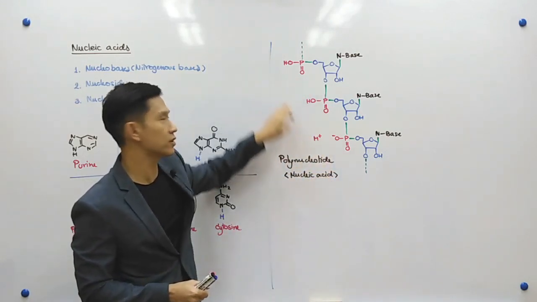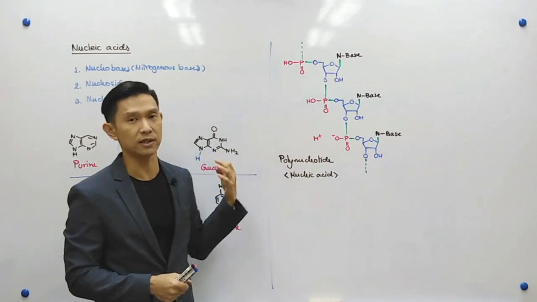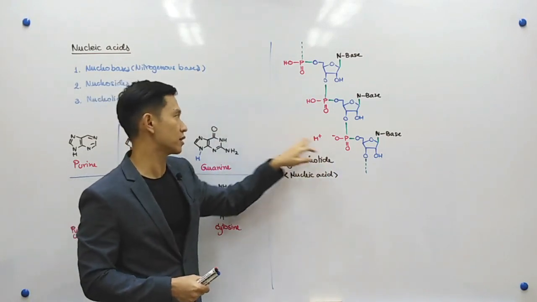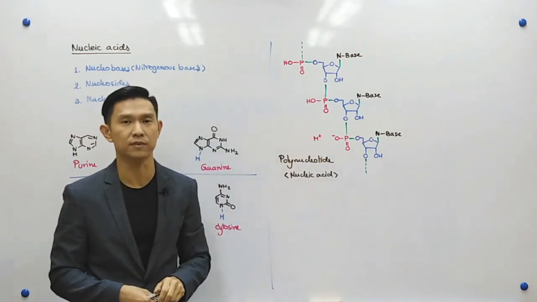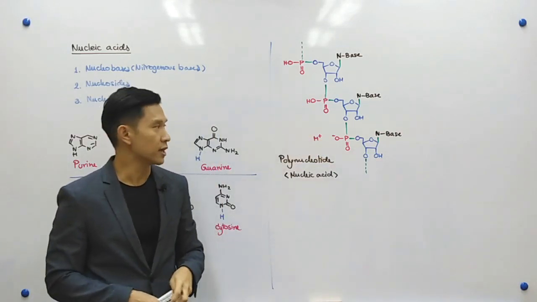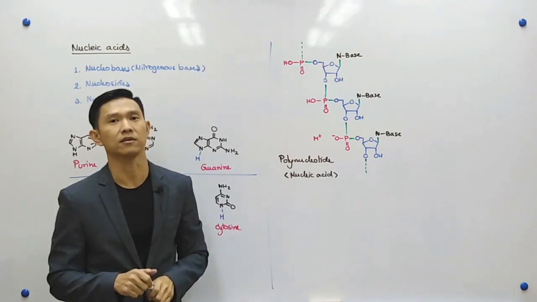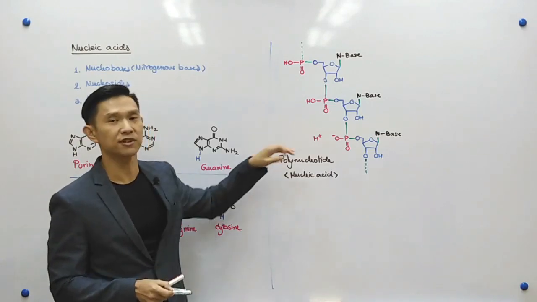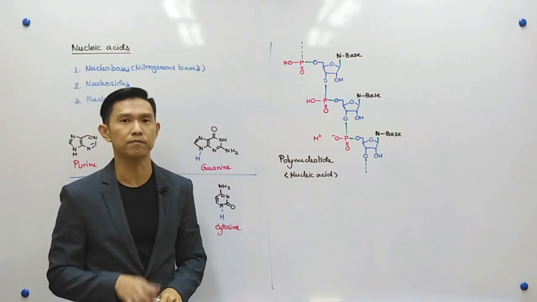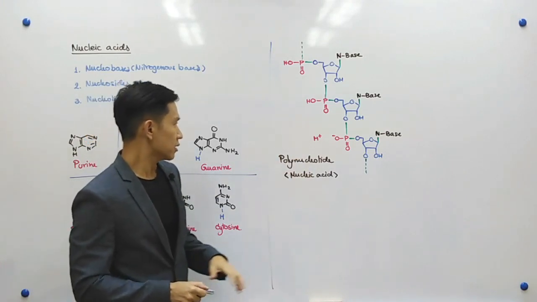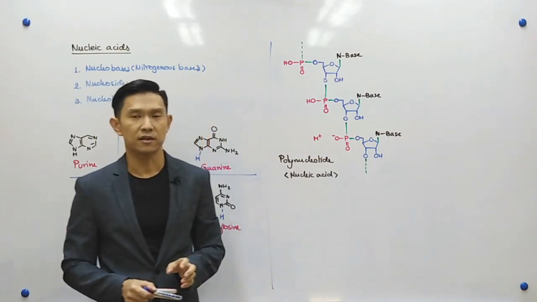So some of the units are deprotonated, some of the units are in the form of OH, but some of the units are in the form of O minus. It depends on the pH. So normally the pH in the cells is about 7 point something, you know. So it's partially dissociated and controlled by the buffer system in the cells. Okay. So this is polynucleotide.